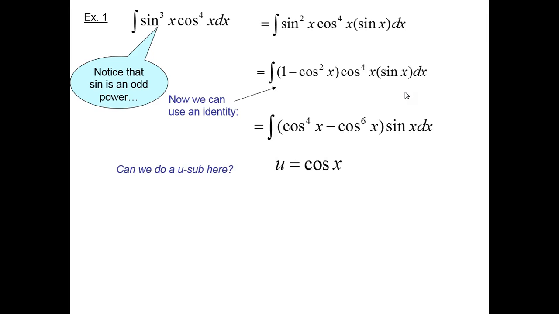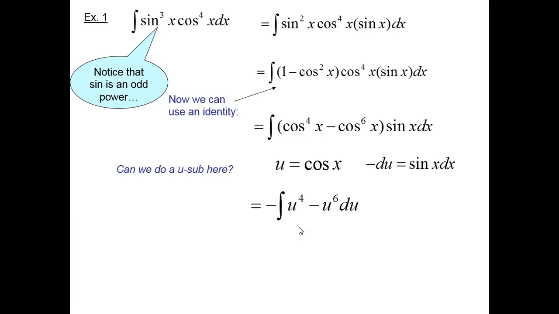If we let u equal cosine x, well, that works out nicely because the derivative of cosine x is negative sine x, and that's why I put that sine x at the end to make that substitution a little easier to see. So my new integrand just becomes the negative integral of u to the fourth minus u to the sixth du.